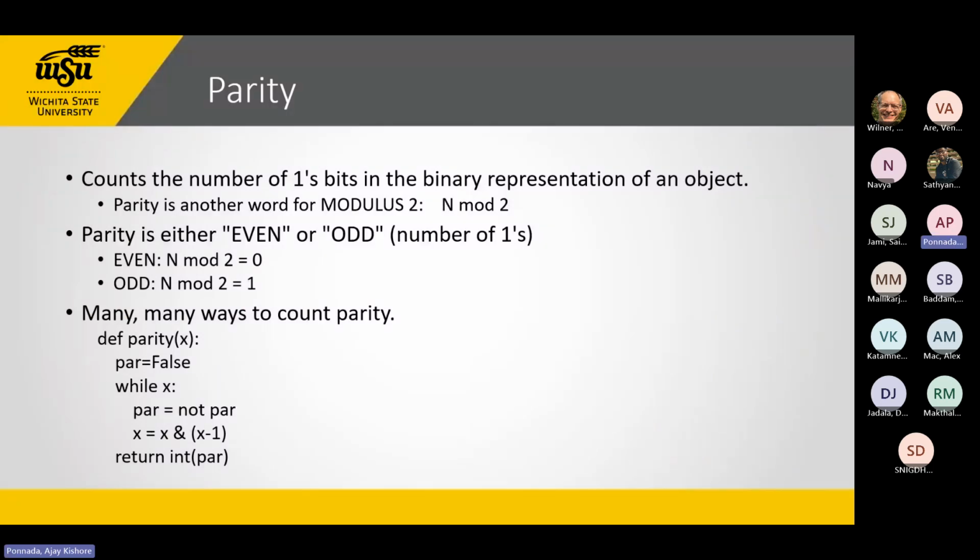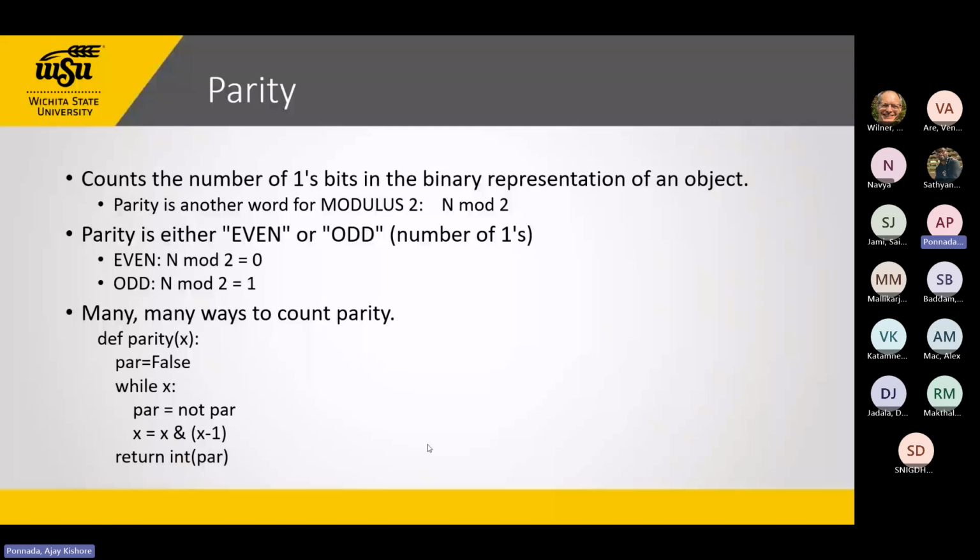So n mod 2 is 0 for even parity, n mod 2 is 1 for odd parity. N is nothing but the number of ones. So it counts the number of one bits in the binary representation of a number. Parity is another word for modulus 2. There are many ways to count parity. This is one way to count in Python. We're just defining the parity function of x, and we can call it in our program later. So that's parity, just even or odd parity.